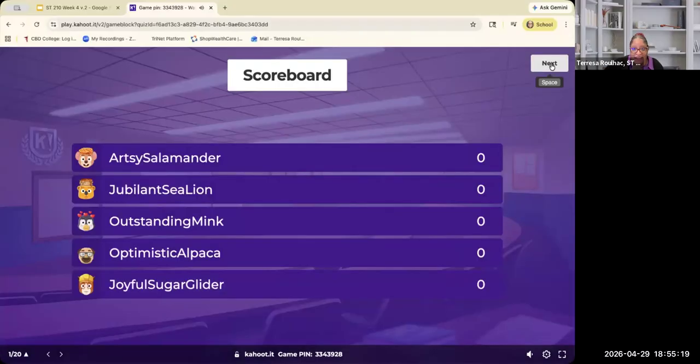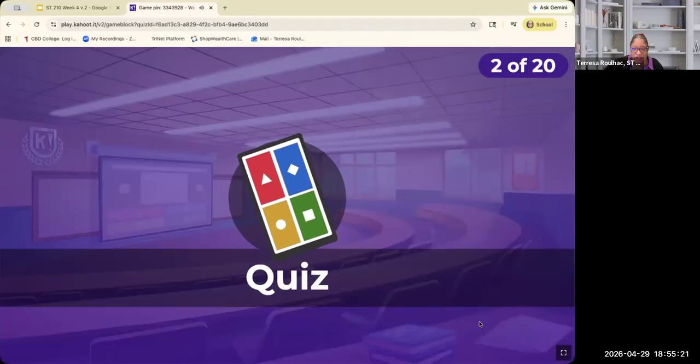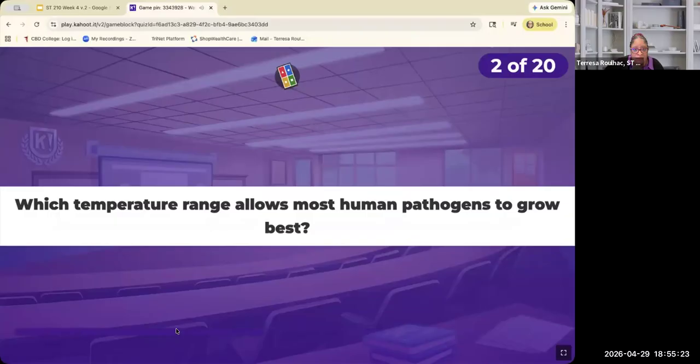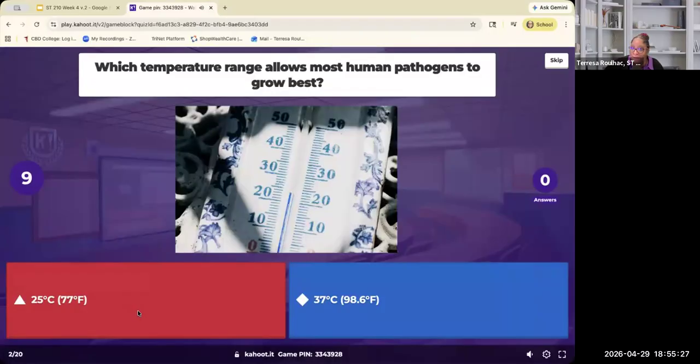Okay. Trying to see how many true and false I have on here. Don't think I have that many true and false. Think about us, our body temperatures.